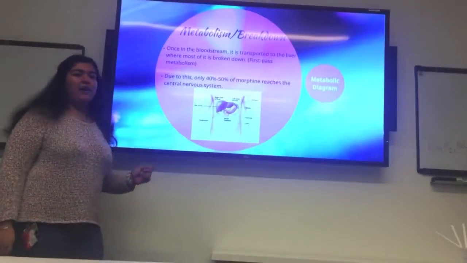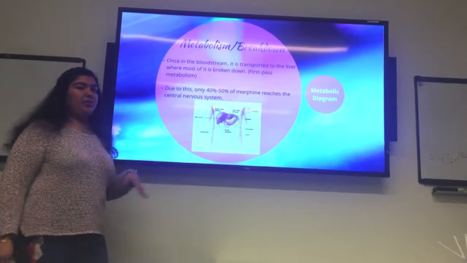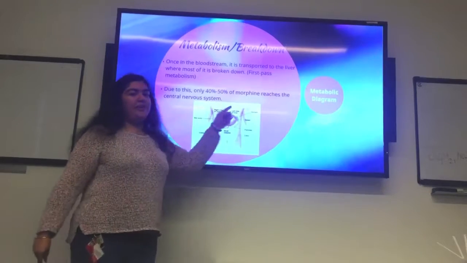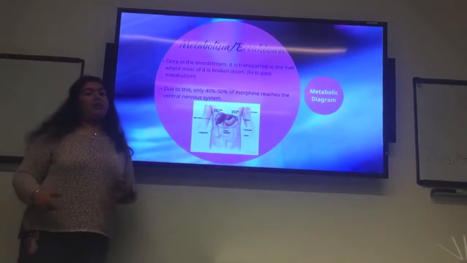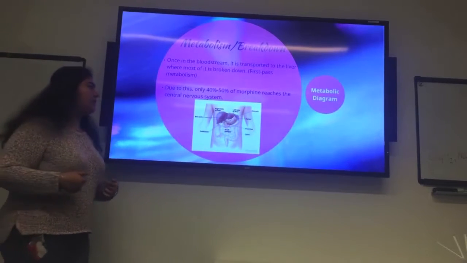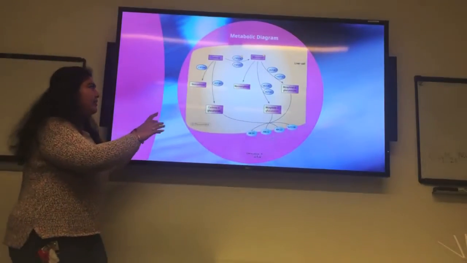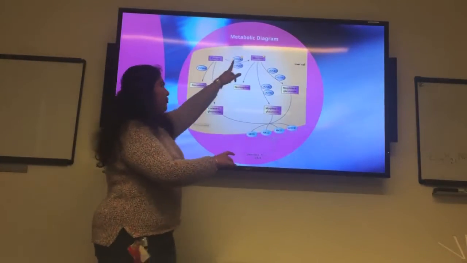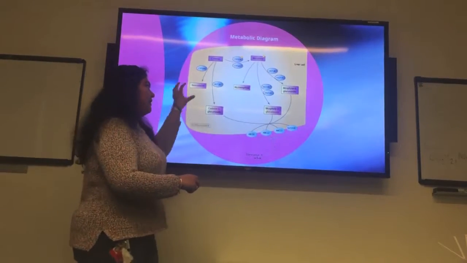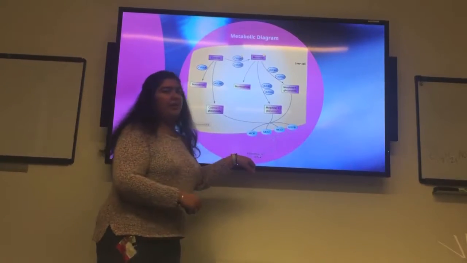So now we're going to talk about how morphine breaks down in the body. Once it's in the bloodstream, it's transported to the liver, and most of it's broken down in the liver. This is known as first pass metabolism, and because of this, only 40 to 50% of morphine actually reaches the central nervous system. In the next slide, you can see a picture of morphine breaking down into the different components in the liver cell. And in the end, after the whole cycle occurs, it's eliminated via bile.